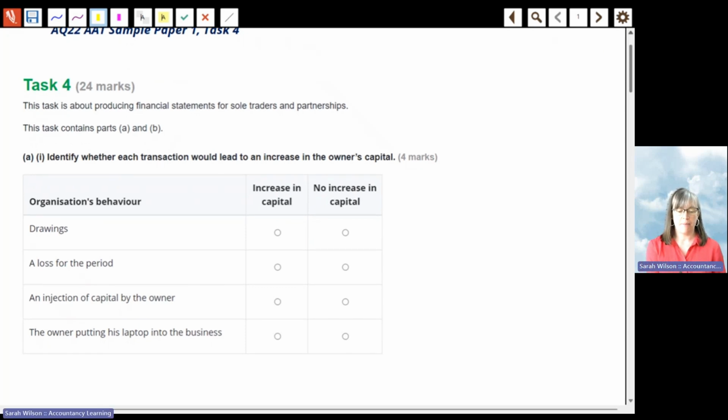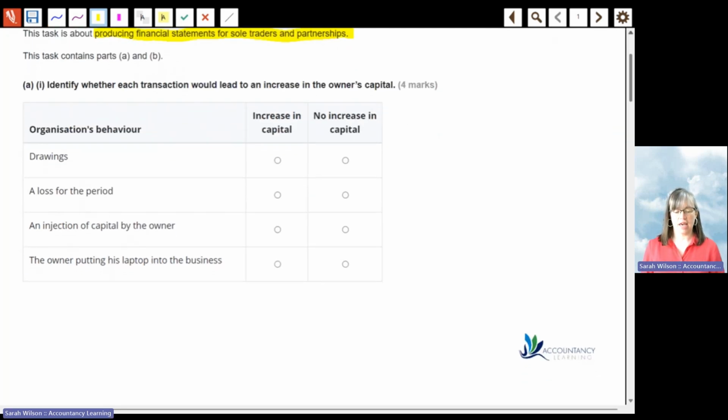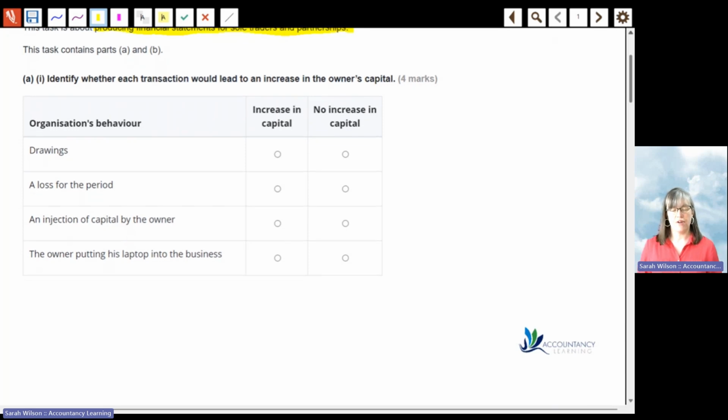So this task is about producing financial statements for sole traders and partnerships. And we're going to have a task A and task B. So the first part of task A then is to identify whether each of the following transactions would lead to an increase in the owner's capital.